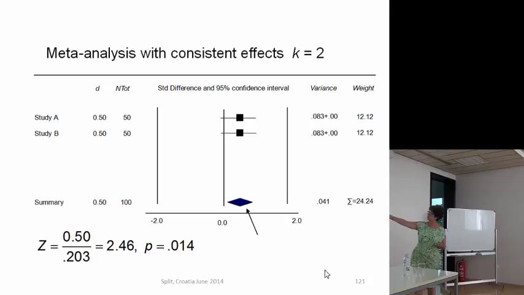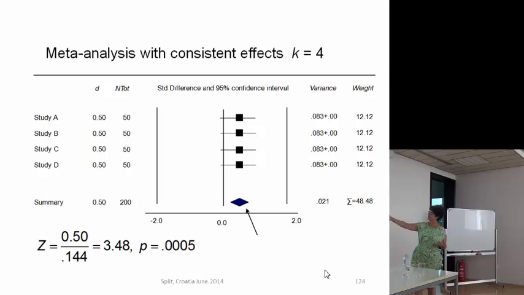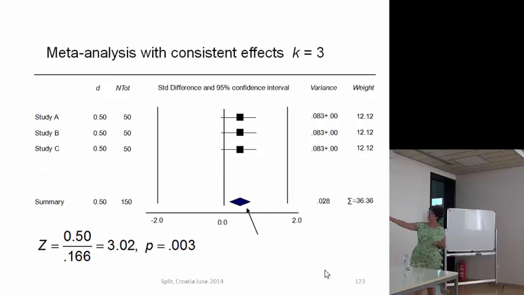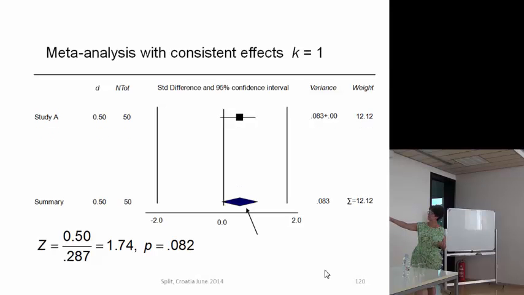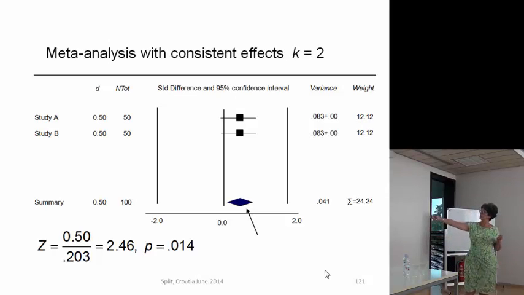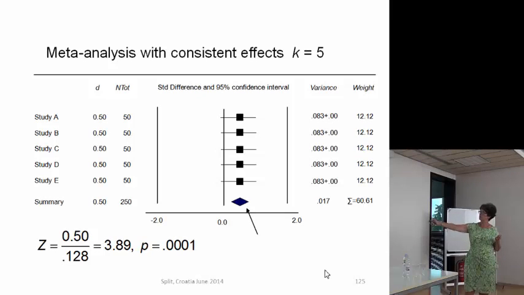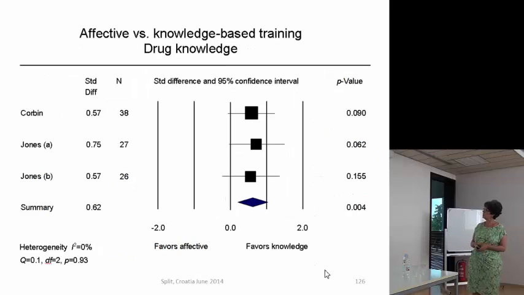Because the precision changes, the p-value also changes. So with one study, we had a non-significant p-value. With two studies, we're already reaching significance. As the amount of information increases, our confidence that this effect was not due to chance gets stronger and stronger and stronger.